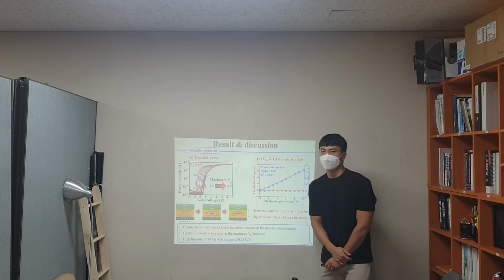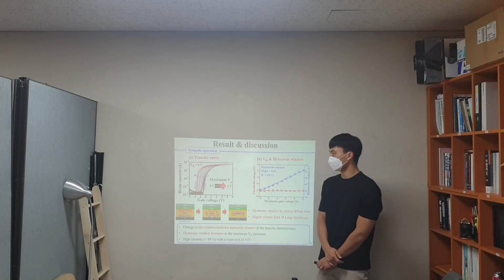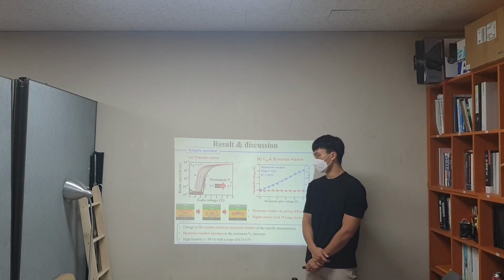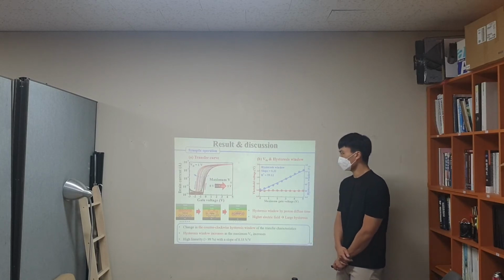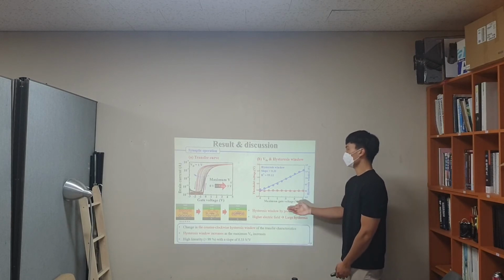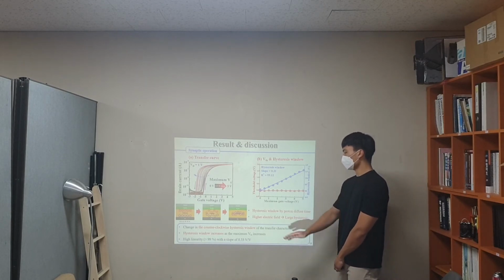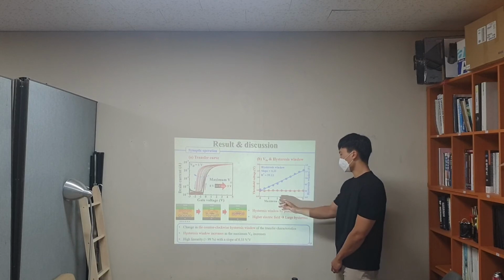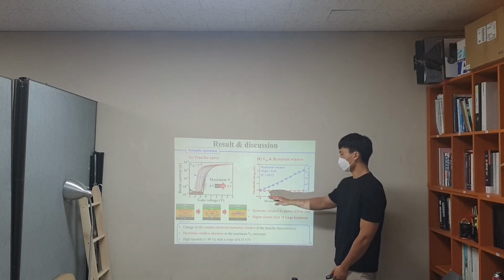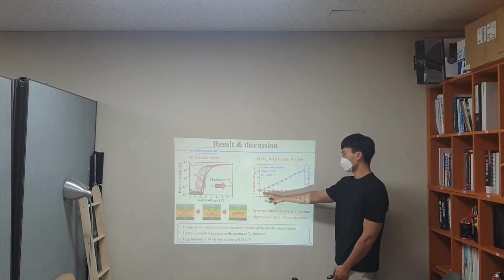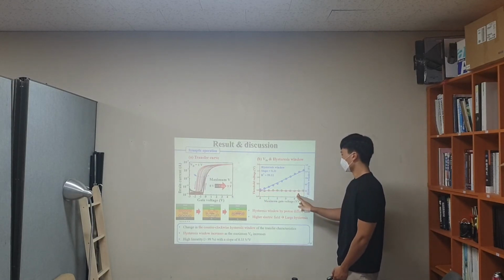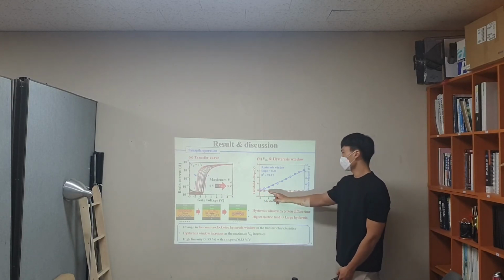Here is the synaptic operation. Figure A shows the changes in counterclockwise hysteresis according to the gate voltage sweep range, and figure B shows the threshold voltage and hysteresis window. As the maximum gate voltage increases from 0 to 5 volts, the threshold voltage remains constant, but the hysteresis window increases linearly.